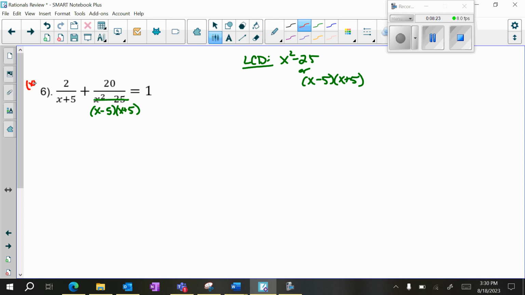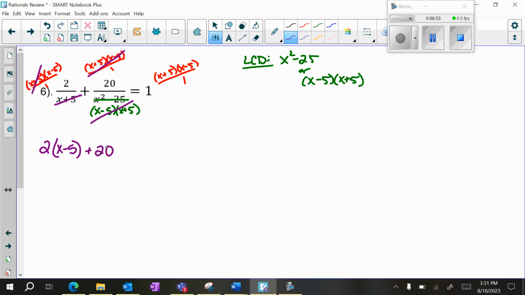I'm going to multiply every term by x plus 5, x minus 5 over 1. So in my first fraction, the x plus 5 and the x plus 5 divide out. I'm left with 2 times x minus 5. In the second fraction, the entire binomial pairs divide out, so I'm left with 20.